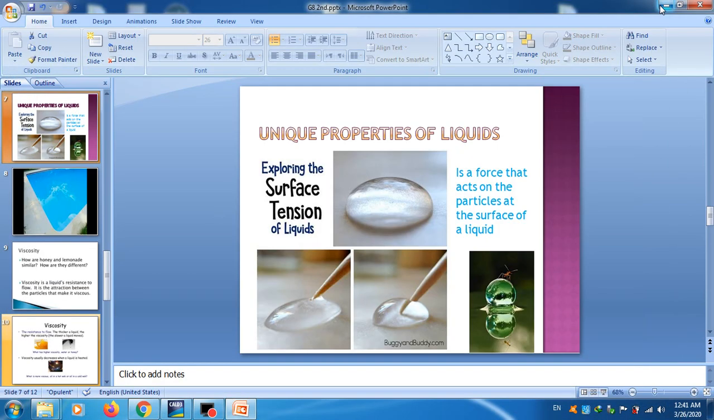Okay, so surface tension, again, is the force that acts on the particles at the surface of the liquid, so it keeps its spherical shape.